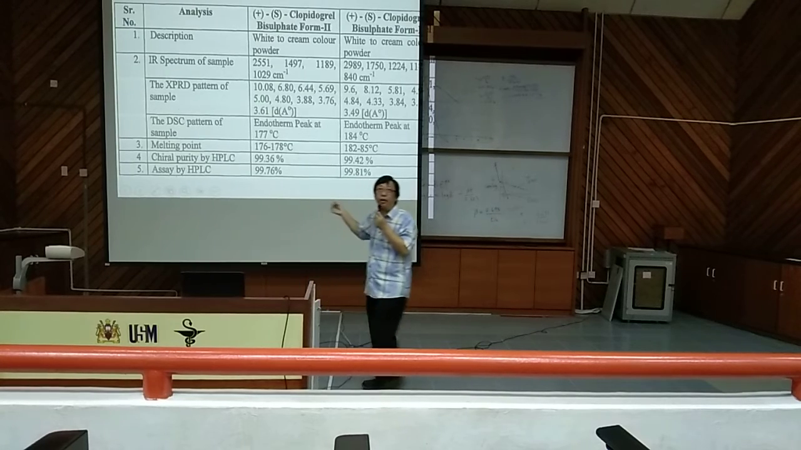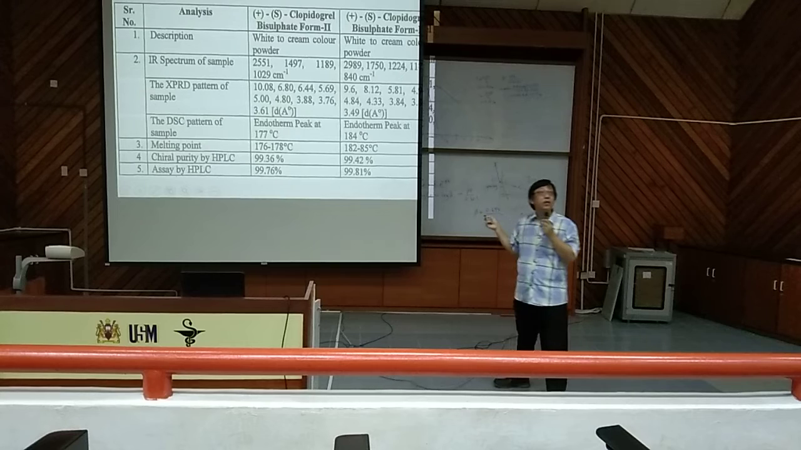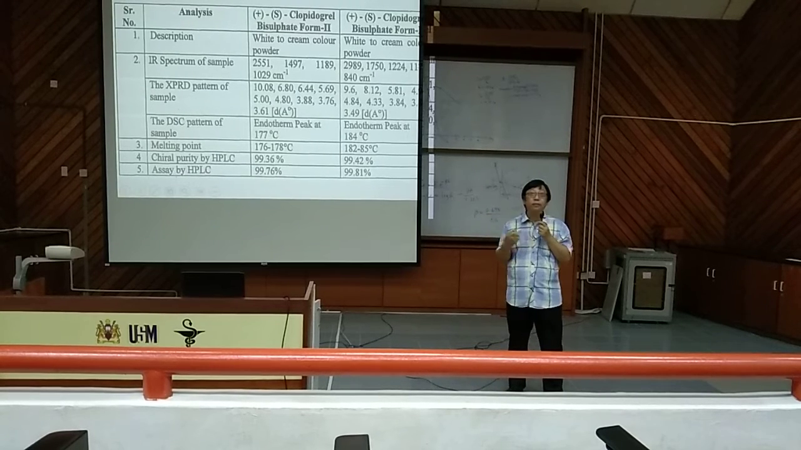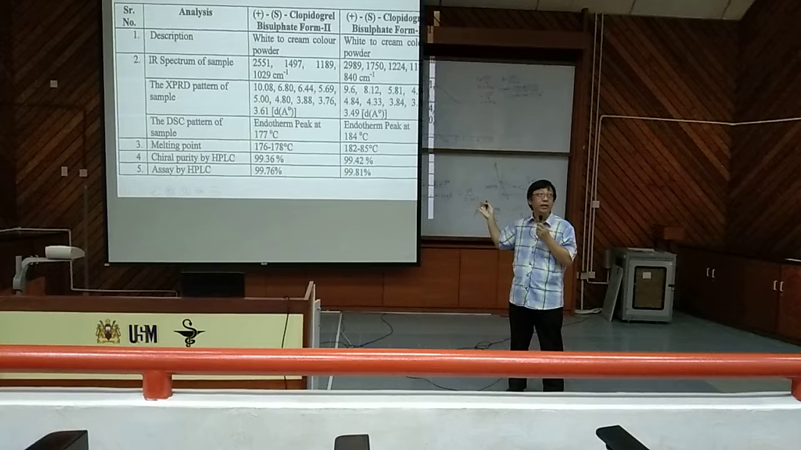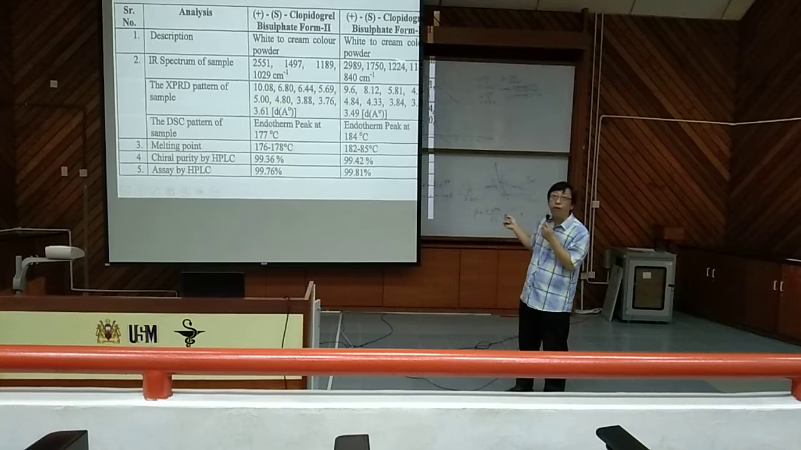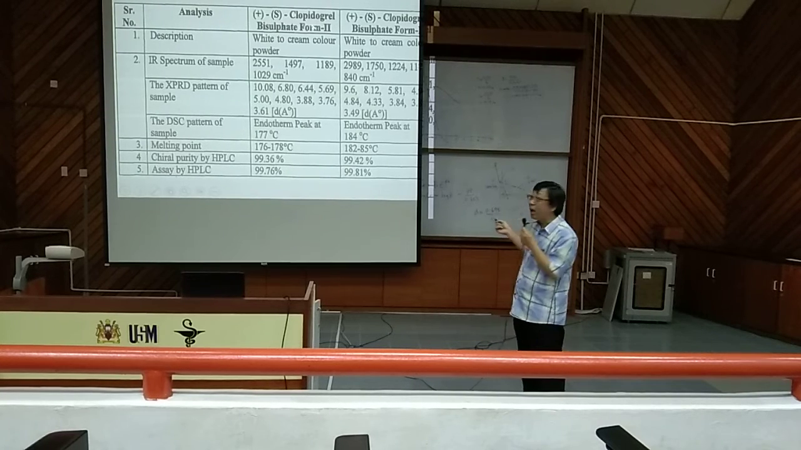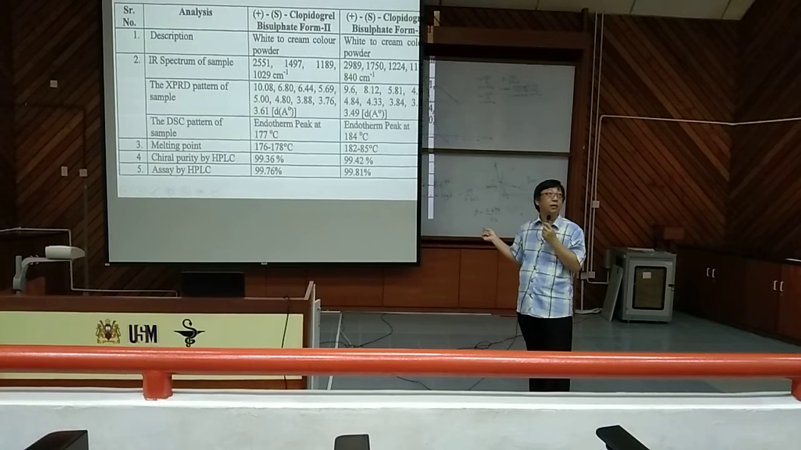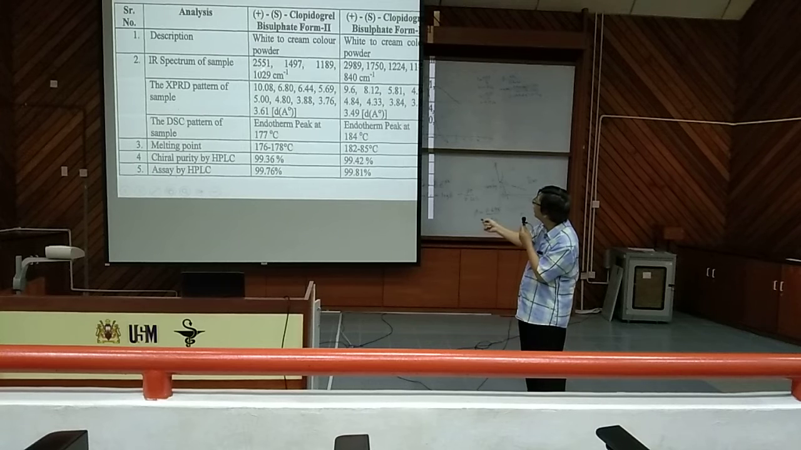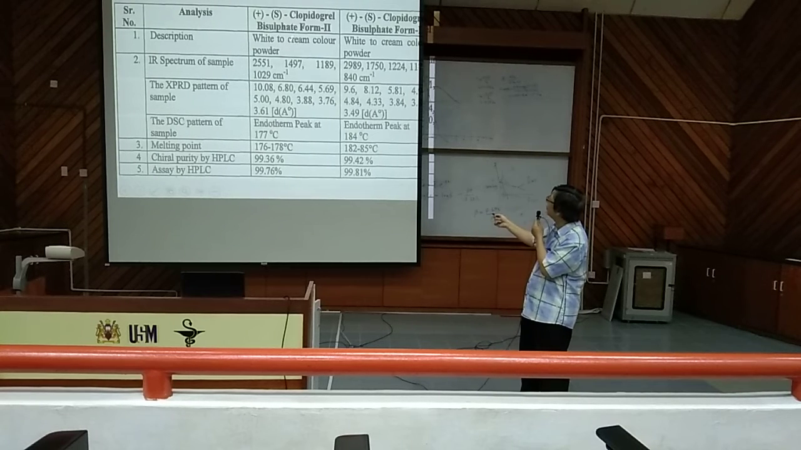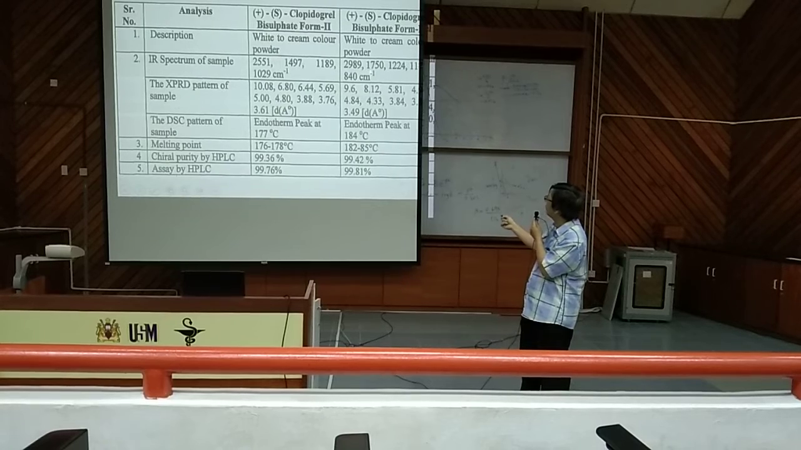Okay, I show you another example. I don't know whether you've heard of it. Drug called clopidogrel. It's a popular thing. The brand is very expensive. This one also has two forms. One form is patented, one form is not patented. The generic is the one not patented. You can look at the description, it is the same. You look at it, no difference. White to cream color powder, white to cream color powder.